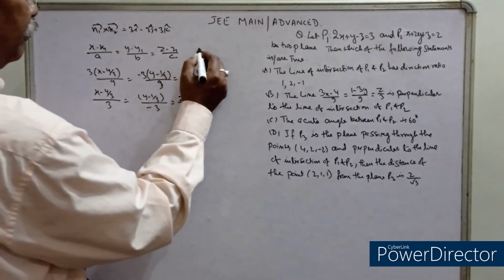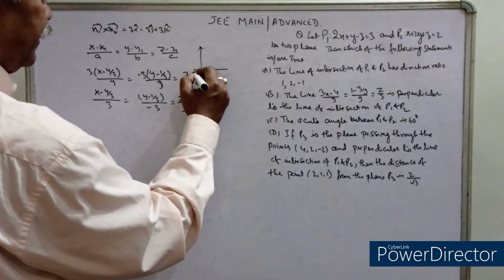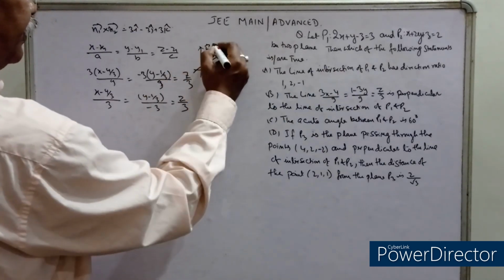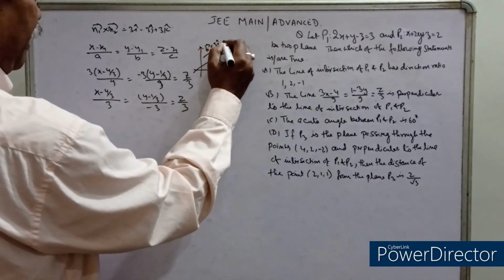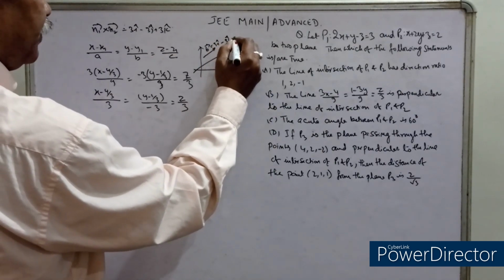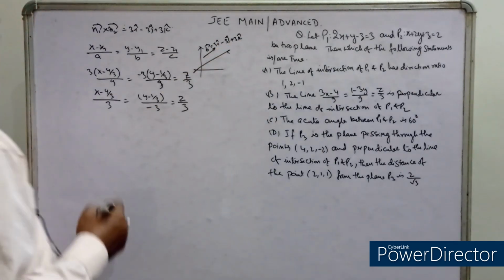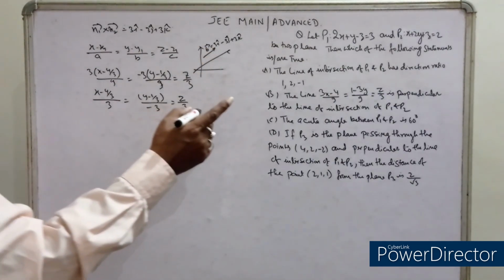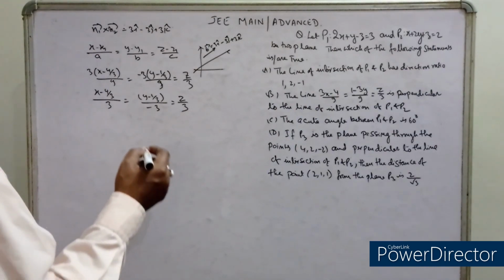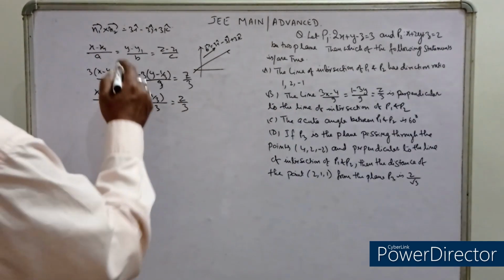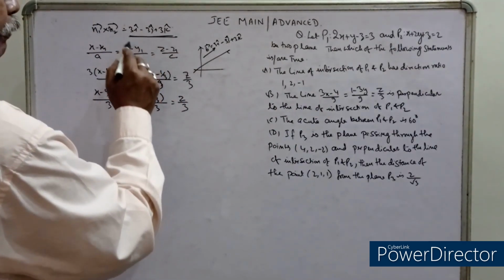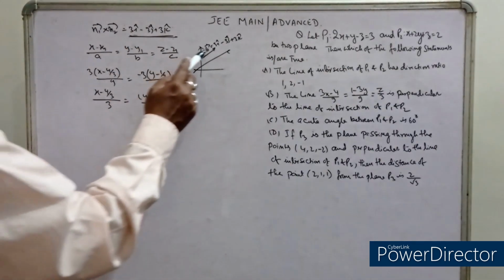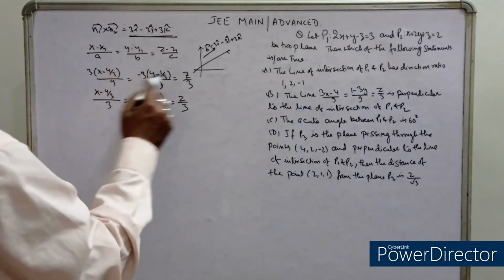These are the direction ratios of the line. That means you know that this is the line and this is the b vector, and this b vector is equal to 3 i cap minus 3 j cap plus 3 k cap. This is the b vector. Now I have to see whether it is perpendicular to P1, to this line of intersection. This is the line of intersection. So here I have to see whether this line is perpendicular to this.